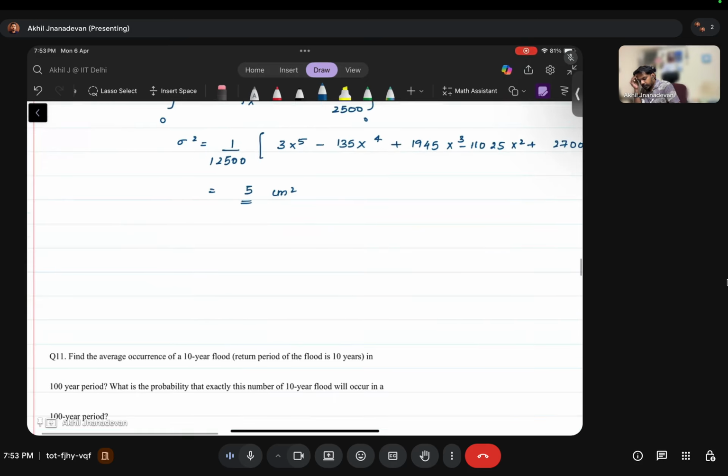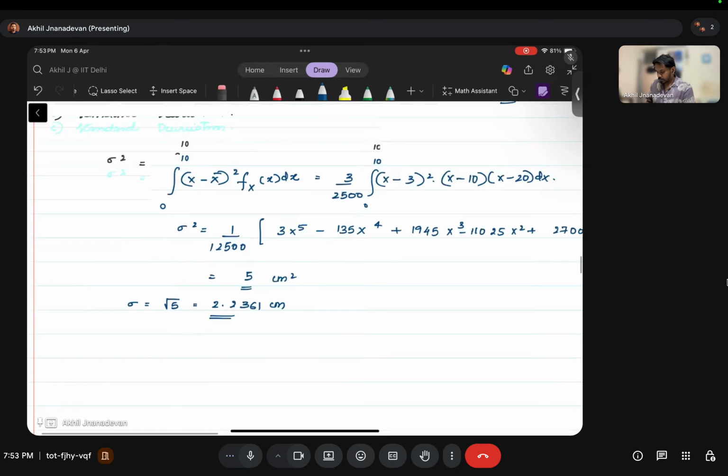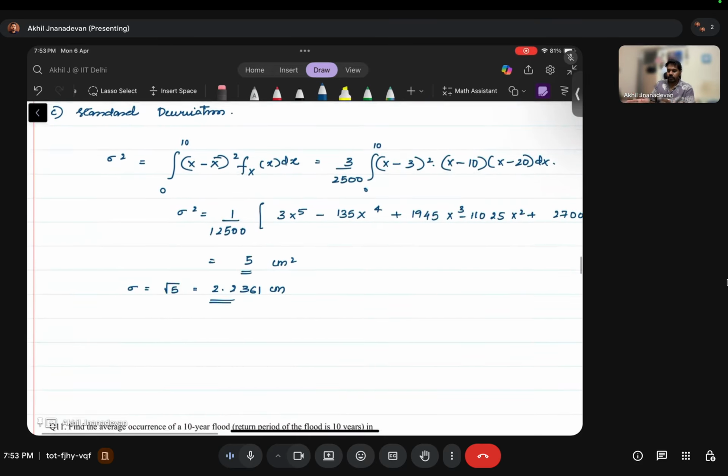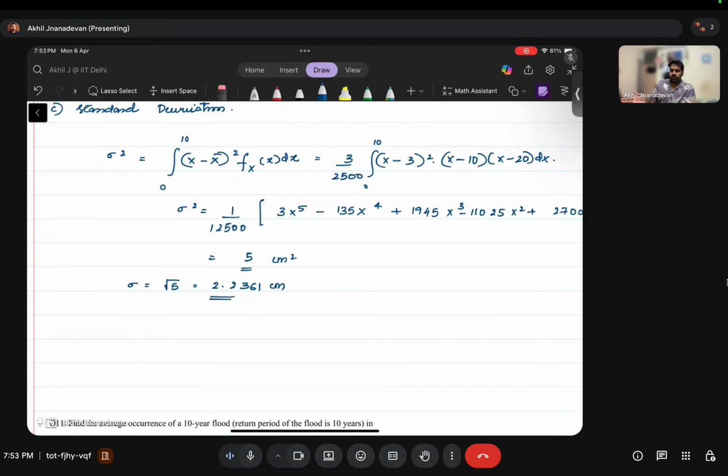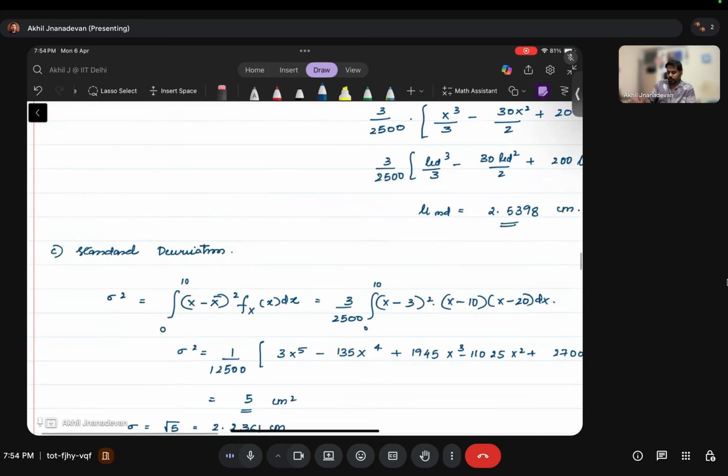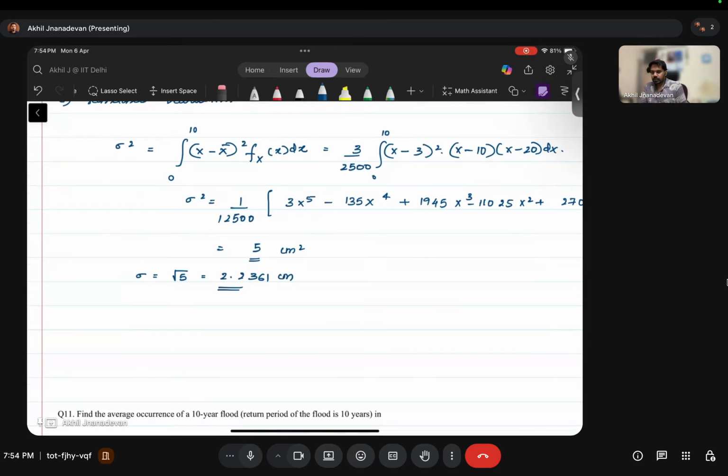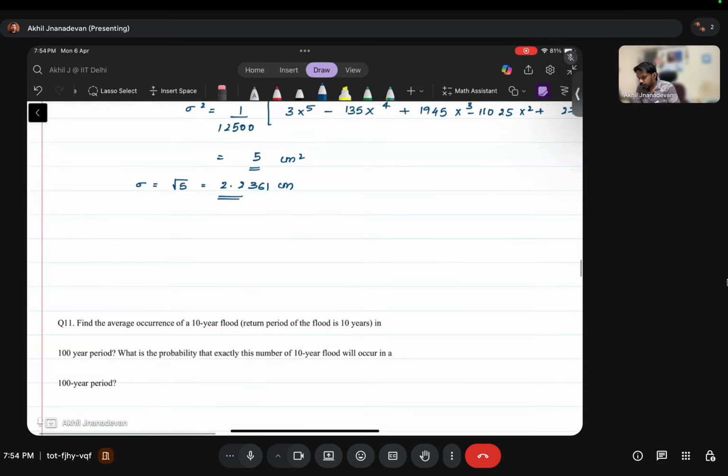So, standard deviation sigma will be root 5, that is 2.2361 centimeter. Okay, so we got our spread also. So the spread is 2.23 centimeter. Mean is 3, median is 2.593, and the spread about the mean is 2.361 centimeter.